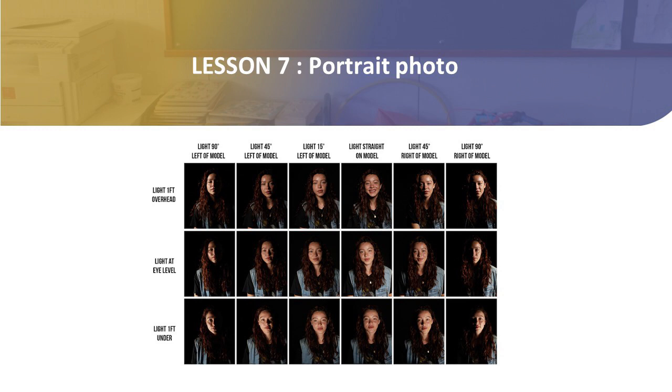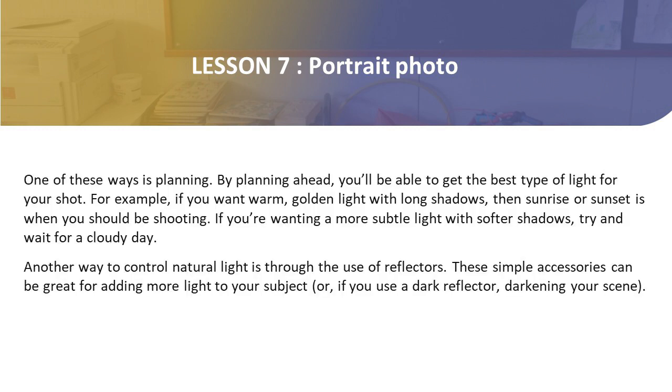As photographers, there are a number of different ways we can control light to help us get the result we want. One of these ways is planning. By planning ahead, you'll be able to get the best type of light for your shot. For example, if you want warm golden light with long shadows, then sunrise or sunset is when you should be shooting. If you're wanting a more subtle light with softer shadows, try and wait for a cloudy day.